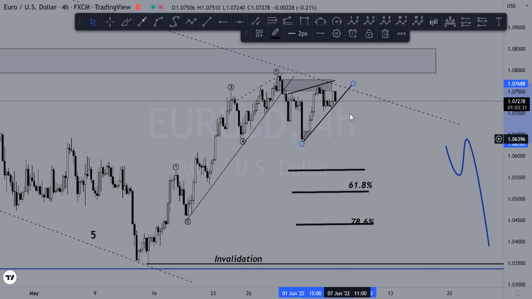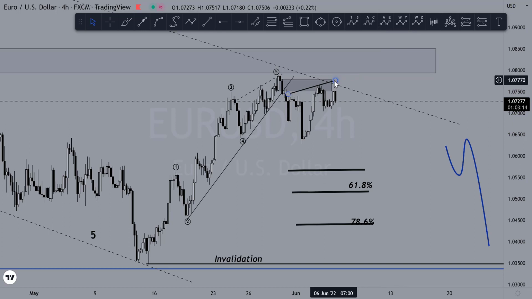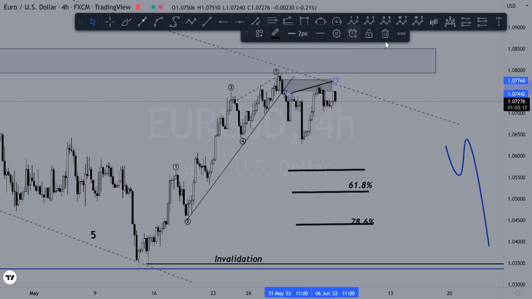This is a long-term sell that I'm expecting. Where is our invalidation point? I don't want them to violate this order block for status. If they violate this order block for status, then I would want to reassess and see what's happening there. So this is what I'm expecting on Euro USD. Enough with the patterns.